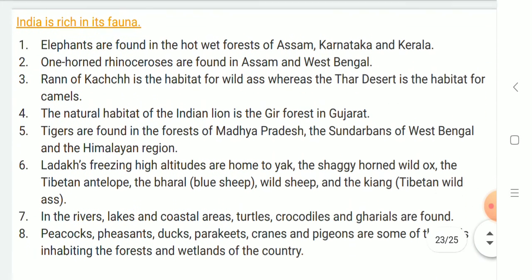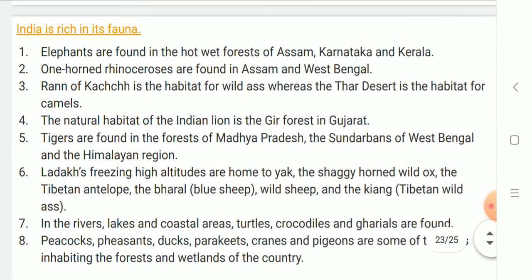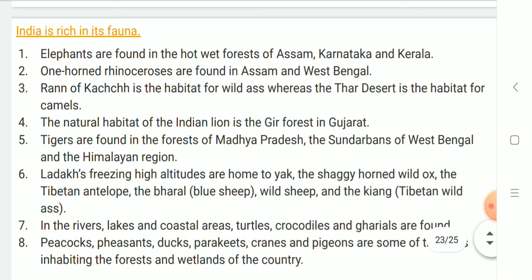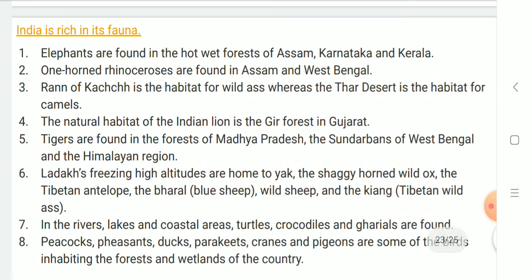India is rich in its fauna. Elephants are found in the hot, wet forests of Assam, Karnataka, Kerala. One-horned rhinoceros are found in West Bengal. The Rann of Kutch is inhabited by wild ass, whereas the Thar Desert is inhabited by camels. The natural habitat of the Indian lion is the Gir forest. Tigers are found in Madhya Pradesh, Sundarbans of West Bengal and the Himalayan region.